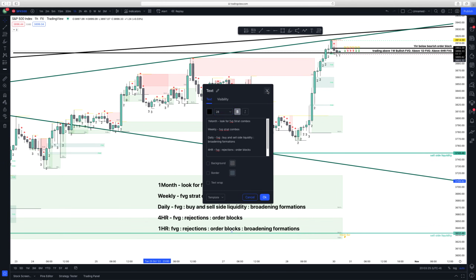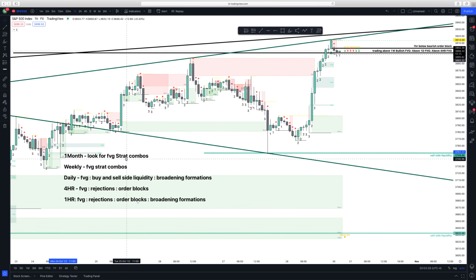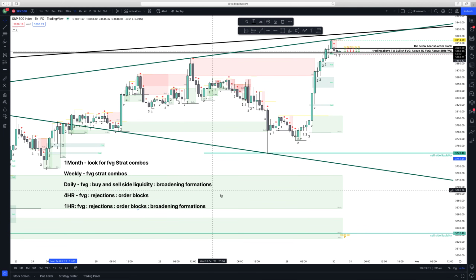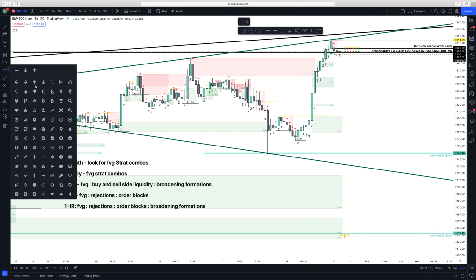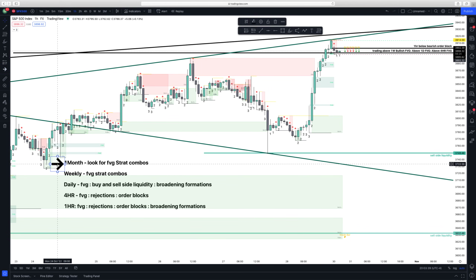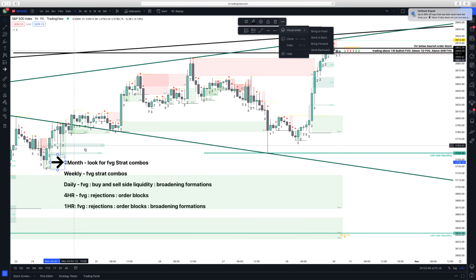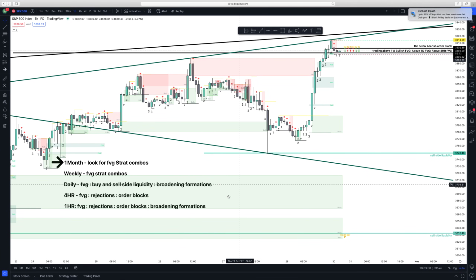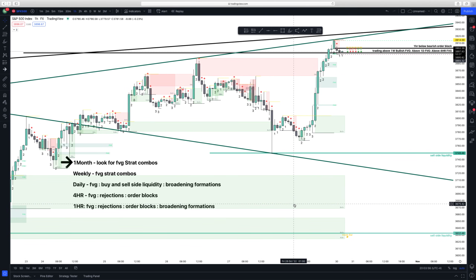So this is how I do my top-down analysis, which is here. That is how I do my top-down analysis. So hopefully this helped you guys to have an idea on how to do top-down analysis.